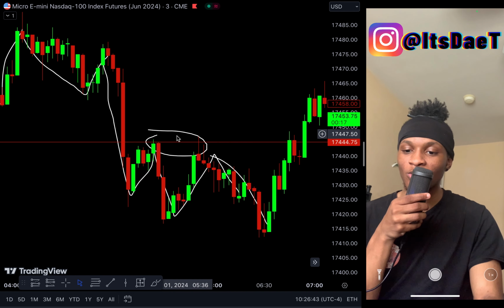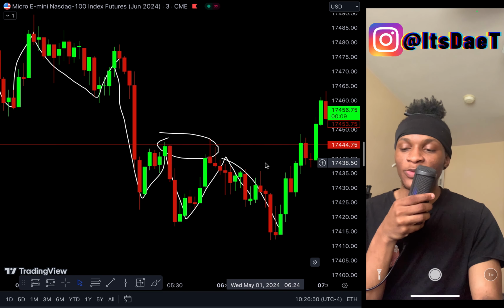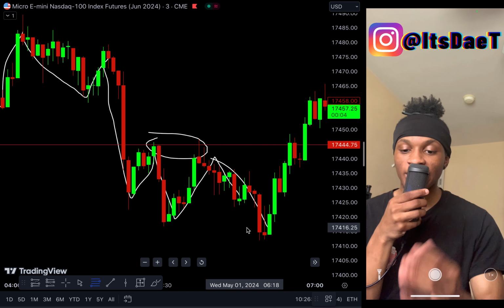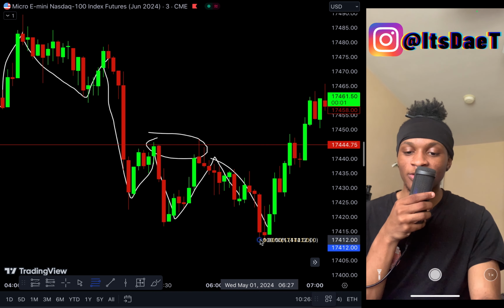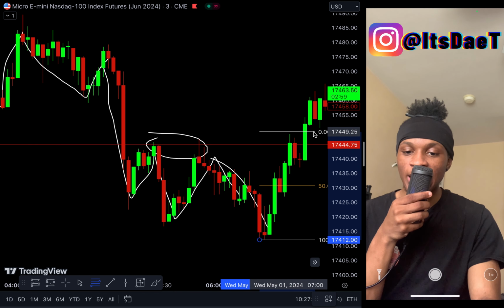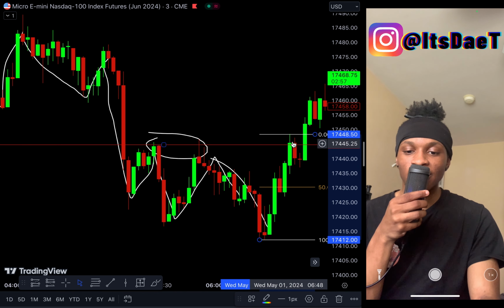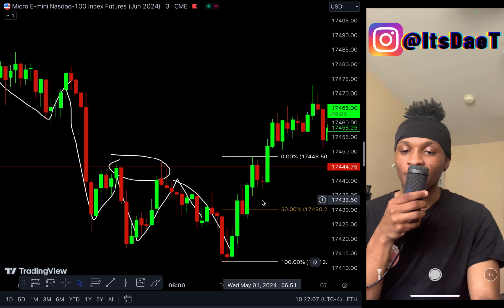Structure has been broken up in this area. So from this point on, this is where I'll be looking for my entry. And like I said earlier, I like to place my fib at the very lowest point, and let's say at a point where it retraces, right? Let's say, boom, okay, it never retraced right here. So price just keeps going up and up and up, right?